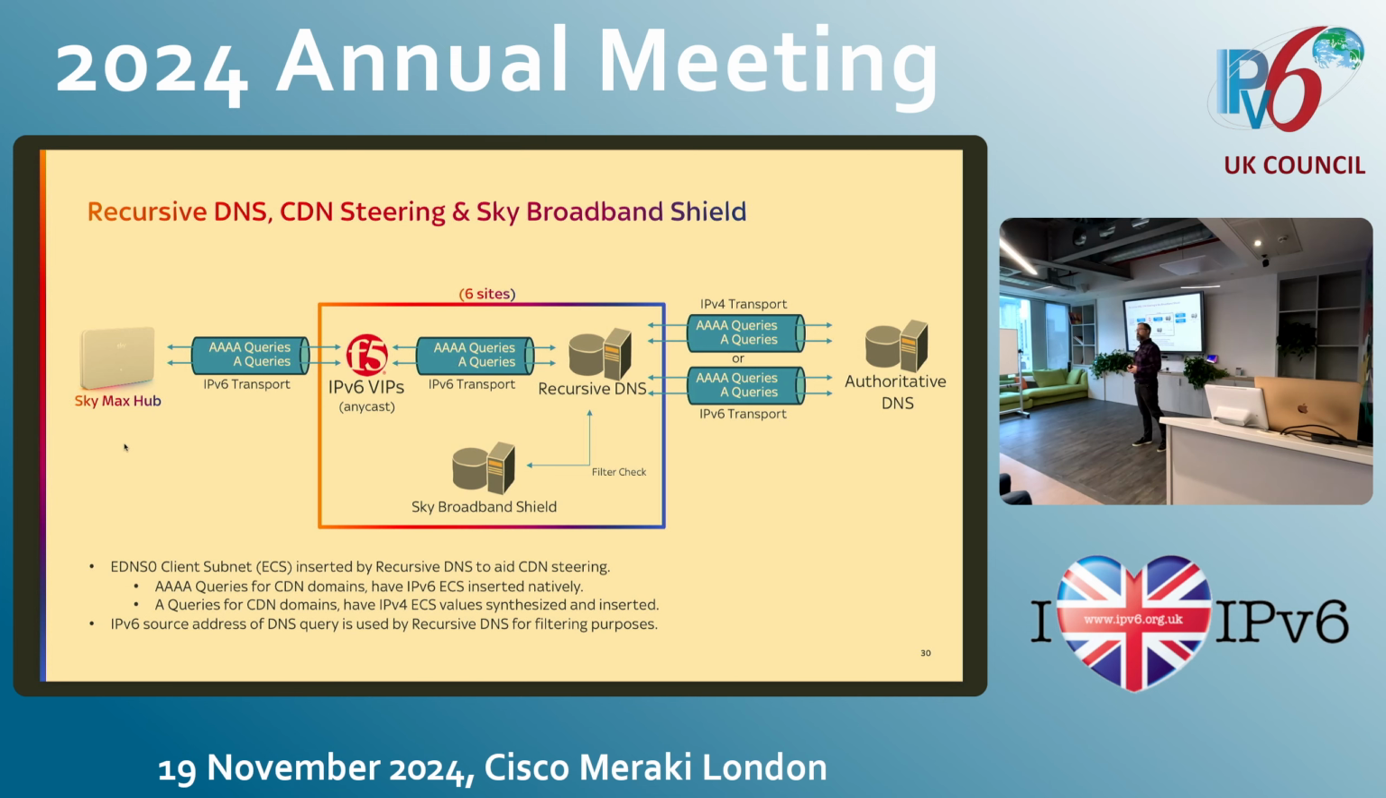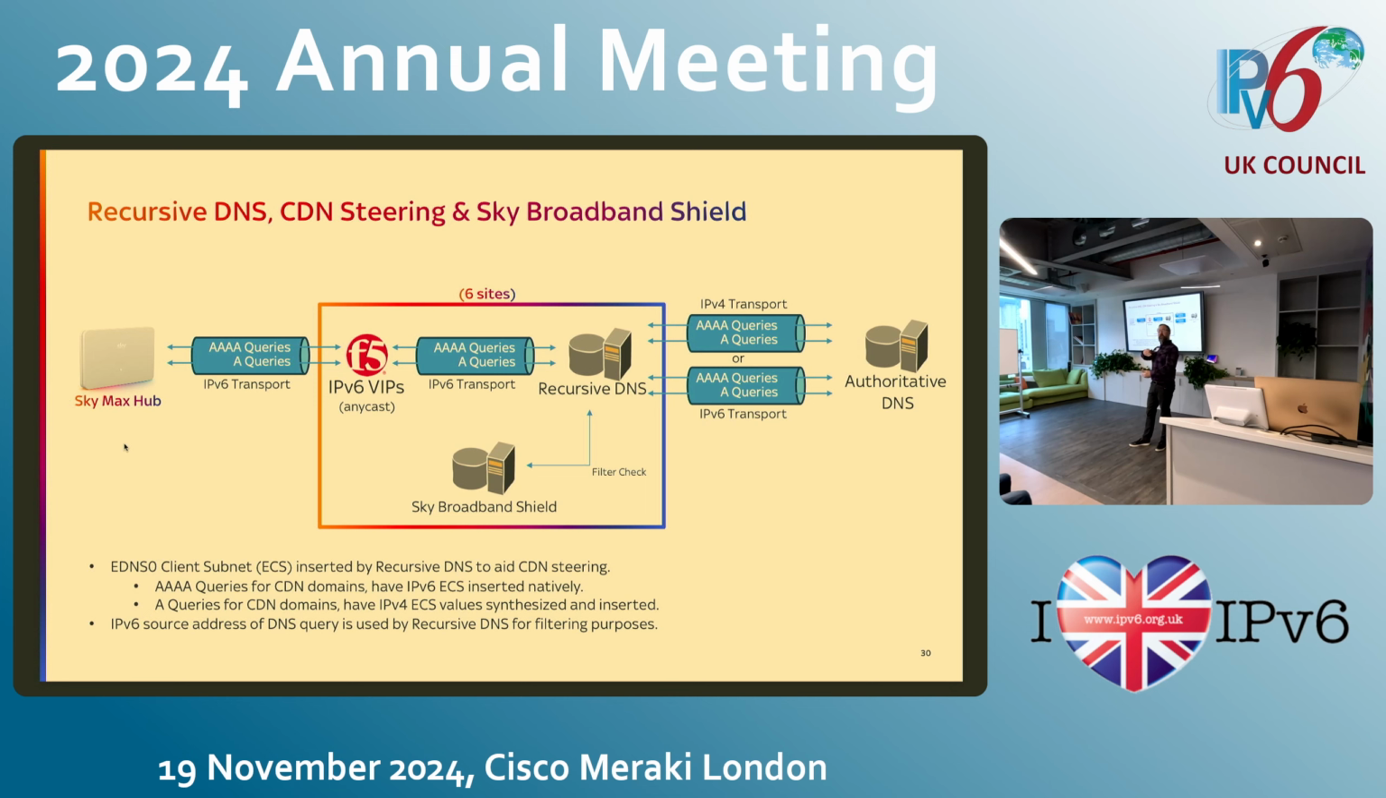We have 6 sites around the country where we anycast recursive name servers from. We're only anycasting the v6 VIPs for these MAP-T clients, so all DNS queries for MAP-T will get delivered over v6 to our recursive name server platform, where the recursive name server will do that logic.